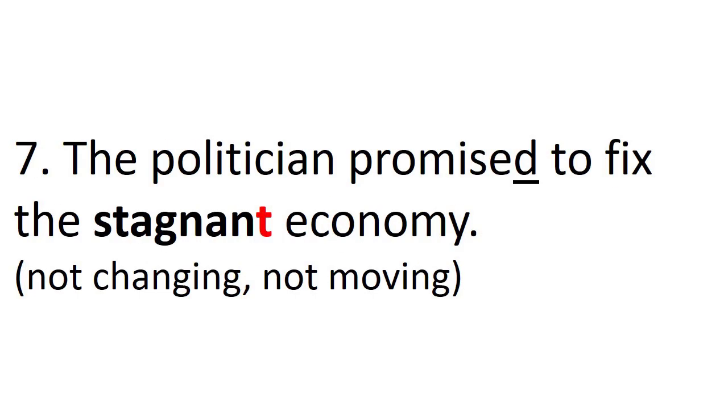Number 7. The politician promised to fix the stagnant economy. Promise to, that D and the T sound very similar, so it's difficult to pronounce the D strongly. So sometimes when we have that situation, it sounds like we're using the present tense. It sounds like we're saying promise to. Promise to, very similar. And then stagnant economy. That T can be eliminated because it's between an N and a vowel, so it sounds like this. Stagnant economy. That's difficult to say.